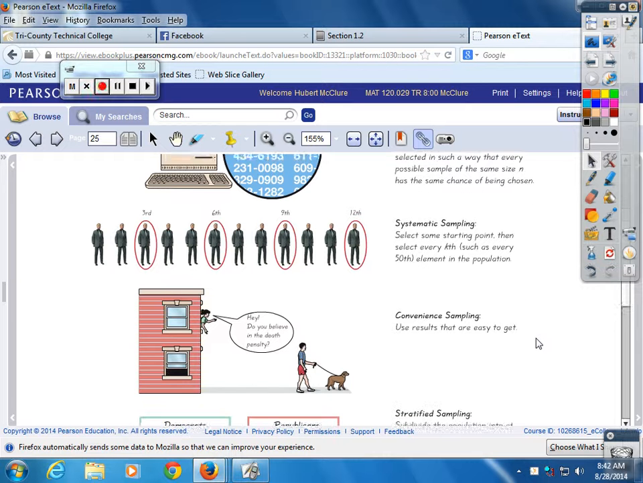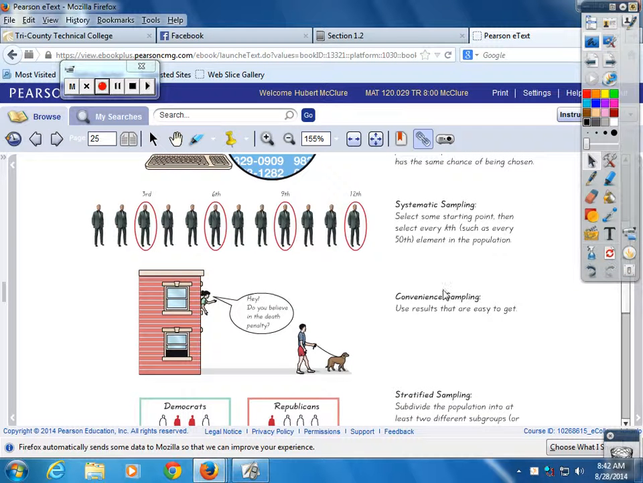Convenient sample. This is the easiest to get, but it's the most what? Unreliable, if that's what you said. Okay? It is the easiest, but it's the most unreliable. It'd be like me going over to the Marlboro Club and saying, how many of y'all are in the Marlboro Club?